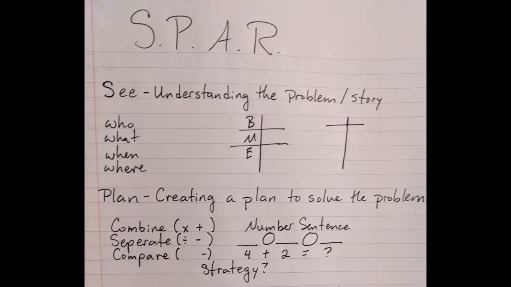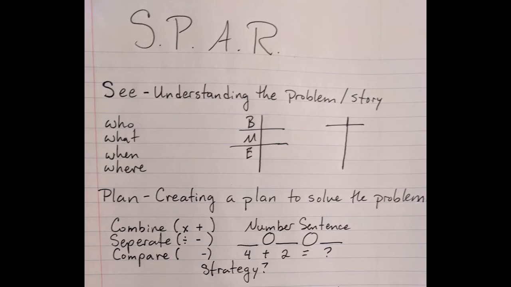Once you know the important information, then we're going to move down to plan. Under plan, we have to decide what operation am I going to do. To help us, we ask, are we combining, separating, or comparing? If you're going to combine, you're going to put different piles of things together. This will be adding or multiplying.